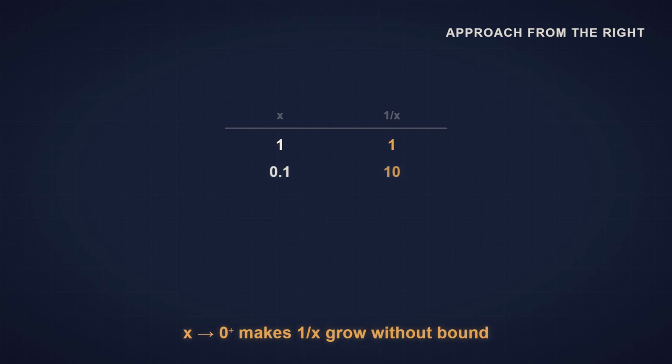Yet there is no final row where the denominator becomes the last positive number before zero. Every entry in the table still uses a positive non-zero divisor. The statement is about a trend. By choosing x close enough to zero from the positive side, 1 over x can exceed any finite height. It does not assign a value at x equals 0.